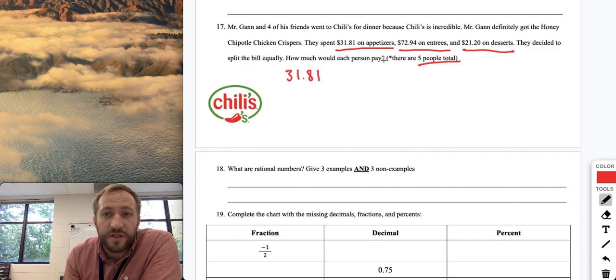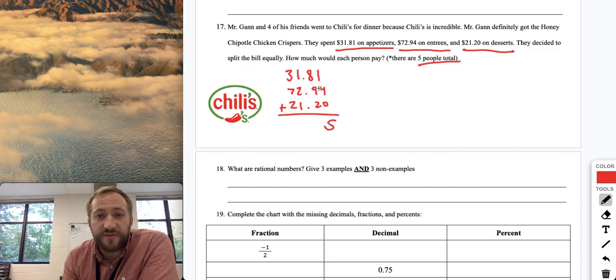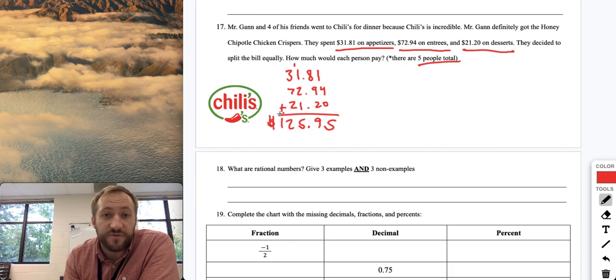$31.81 plus $72.94 plus $21.20. Let me go and add all this up. 1 plus 4, 5. 8 plus 9 is 17. Plus 2 is 19. Carry the 1. 1, 2, 3, 4, 5. 3 plus 7 is 10. Plus 2 is 12. And then I'll bring down the decimal because the decimal is always lined up whenever we add or subtract decimals. This is the total cost of the meal, $125.95.